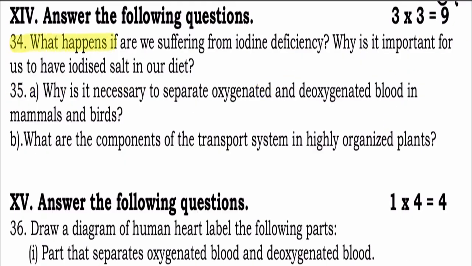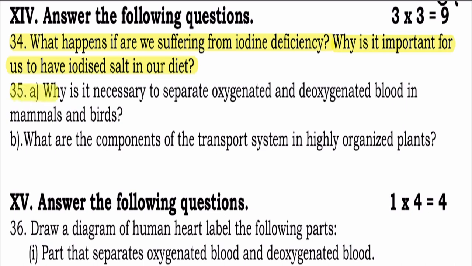Question number 34. What happens if we are suffering from iodine deficiency? Why is it important for us to have iodized salt in our diet? The effects of iodine deficiency are that it will cause goiter, hypothyroidism, and mental impairment, which means it will cause some disabilities in intelligence. And the importance of iodized salt is that it prevents iodine deficiency. That is the main importance.